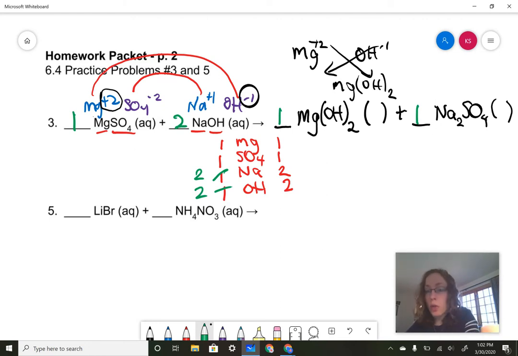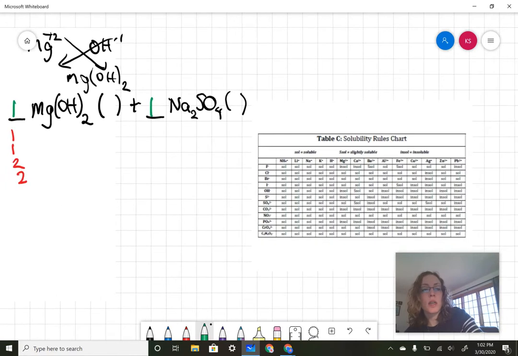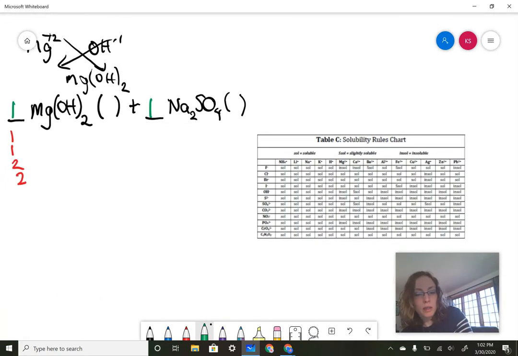So make sure you go through it just like I did this one, that you write the products over here and you have the correct chemical formulas for those before you try to balance it. Okay, so at this point, we have balanced our chemical equation and we have the right chemical formulas. So now what we need to do is look at our solubility chart to find out which of these products is aqueous and which one of them is solid.